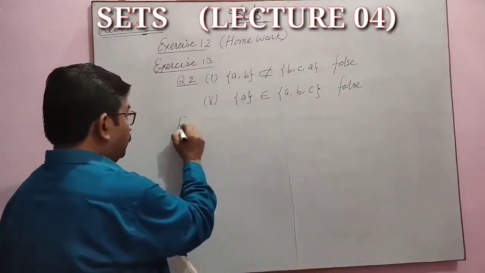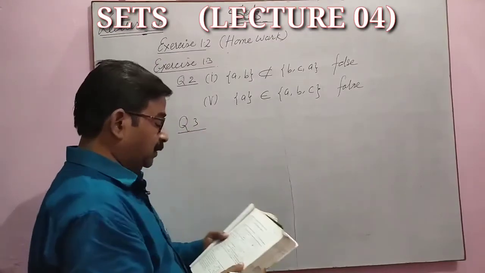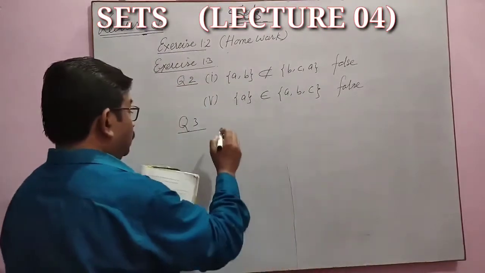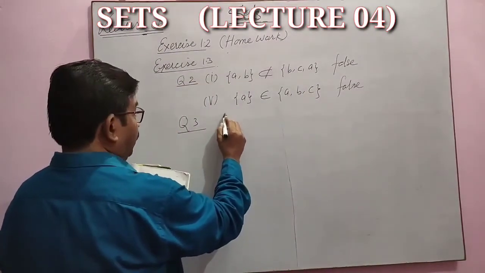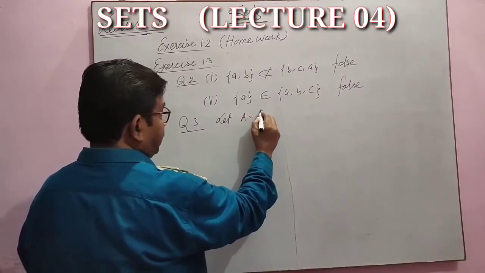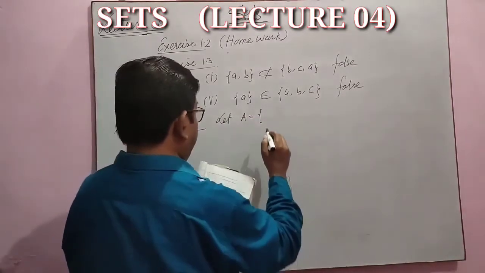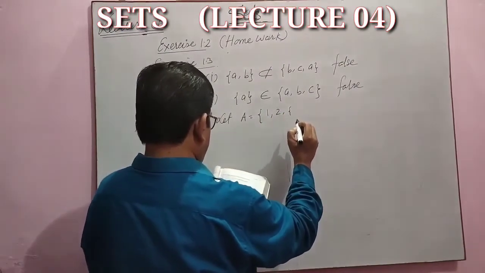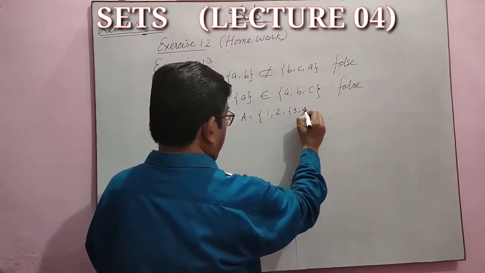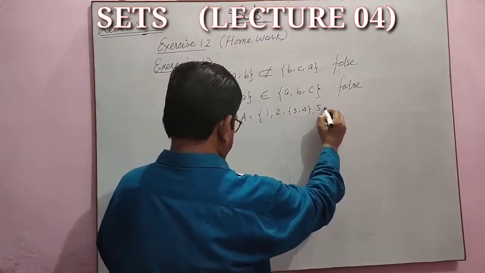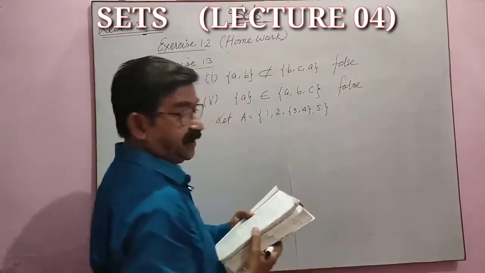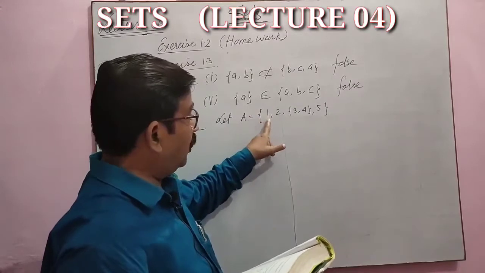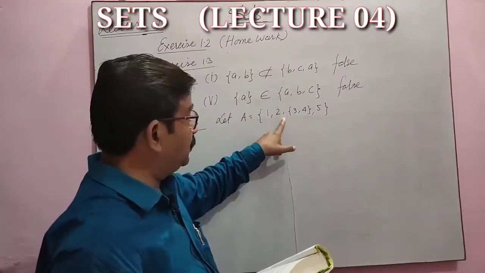Now we are coming to question number 3. Its different parts are very important to know. We are given: let A be a set containing the elements 1, 2, {3, 4} and 5. See the set. We have set A: 1 is an element, 2 is an element.